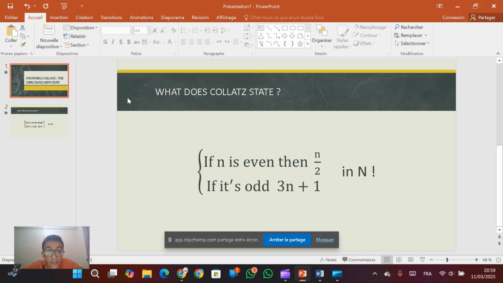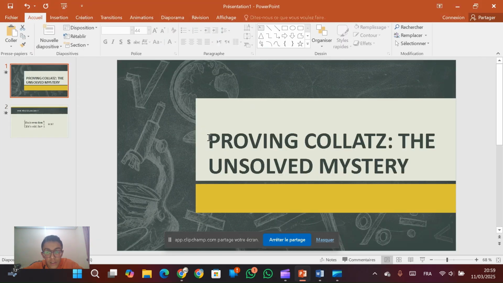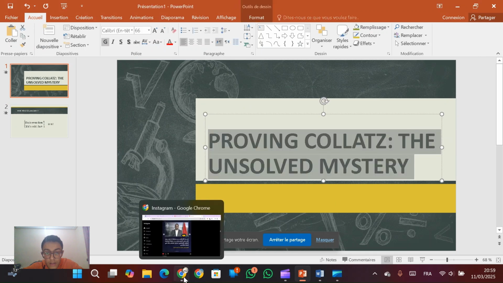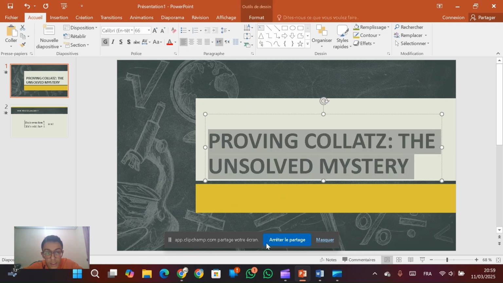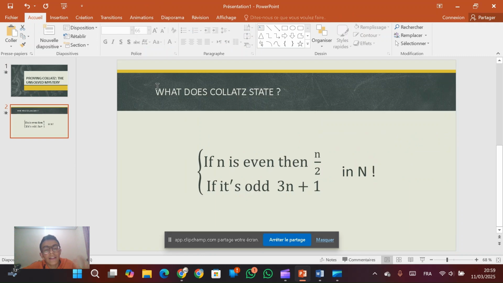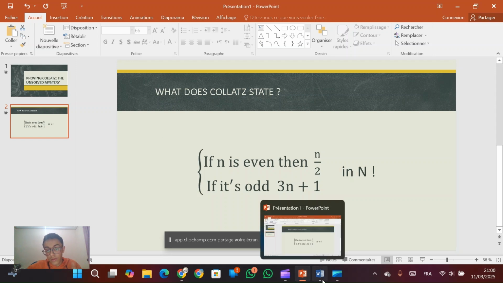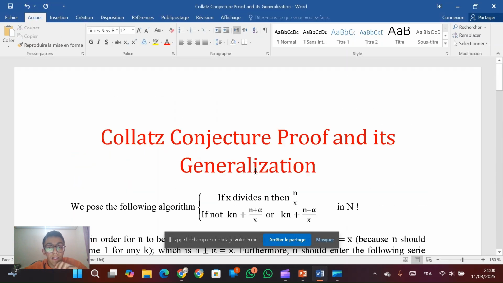Hi everyone. So, proving Collatz didn't solve the mystery. And well, what does Collatz say? If n is even, then n over 2. If not, 3n plus 1. So, my proof is pretty simple.